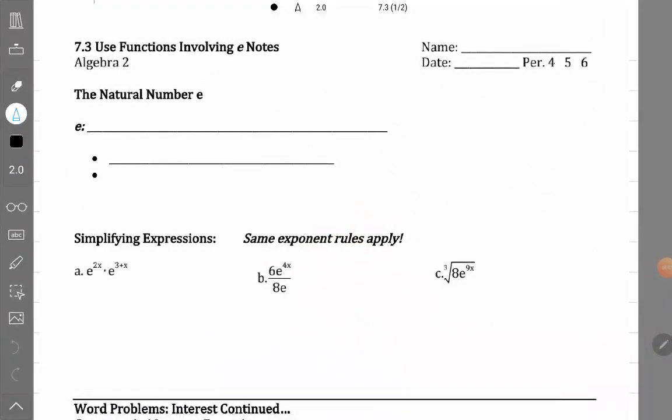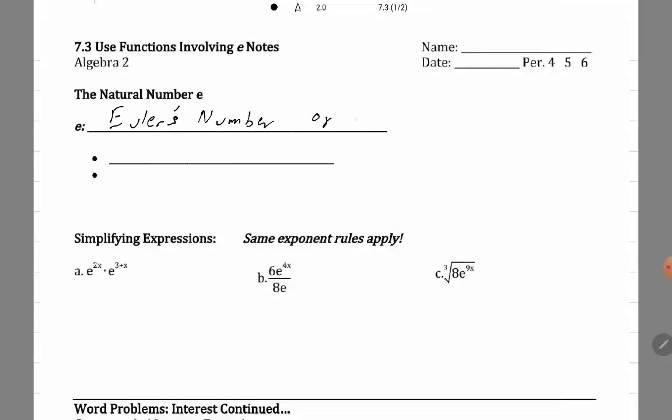Today we'll be working with Euler's number, e. Yeah, the letter e is a number. So Euler's number, named after the mathematician, or the natural base. It's irrational.